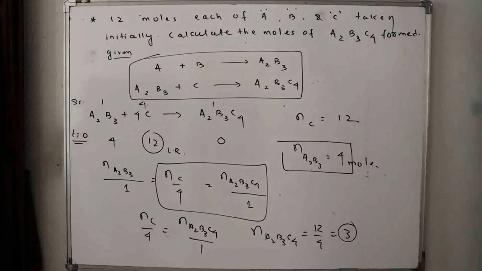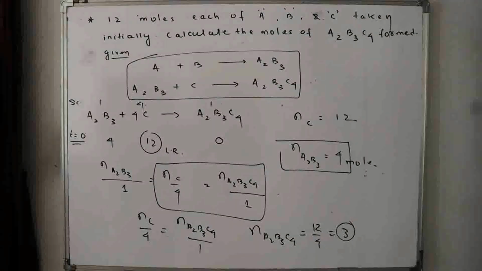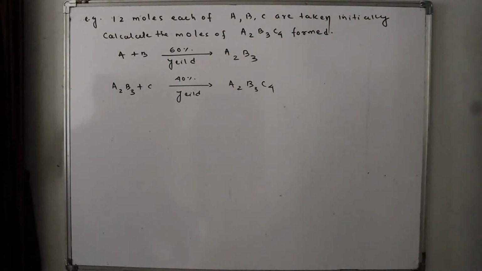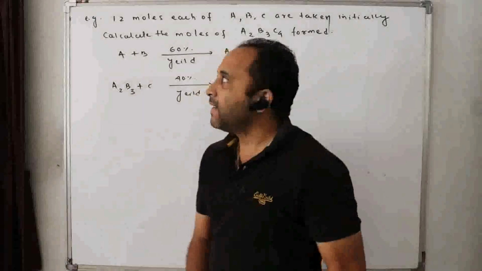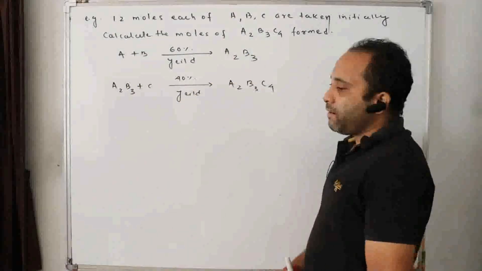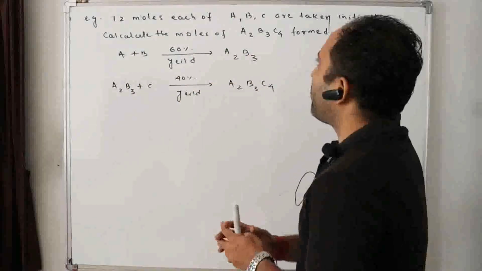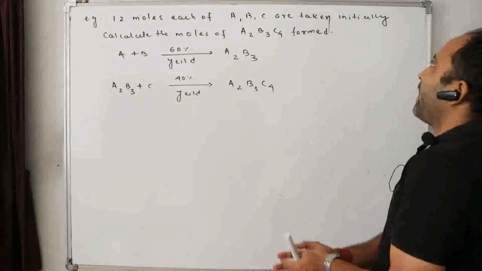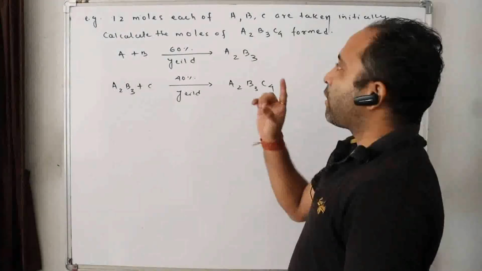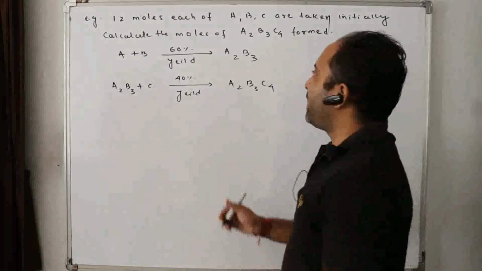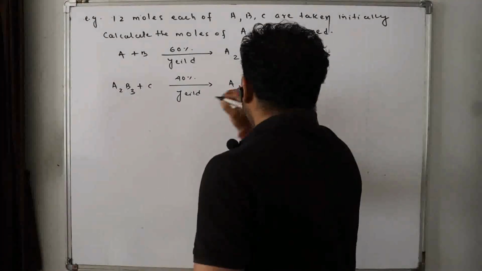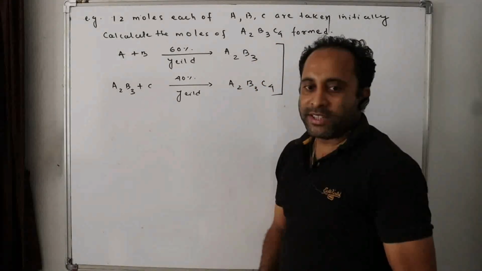Now, let us go for one more question. This question seems almost similar to the previous question, isn't it? Look, what is the question given here? 12 moles each of A, B, C are taken initially. Calculate the moles of A2B3C4 formed. But here there is just a twist in this question. What is the twist here?